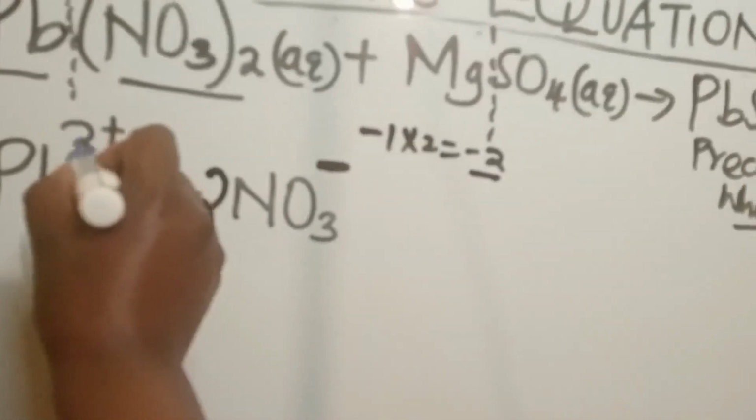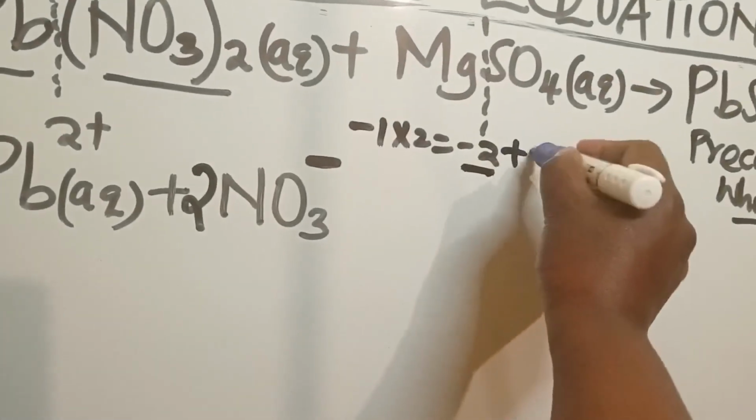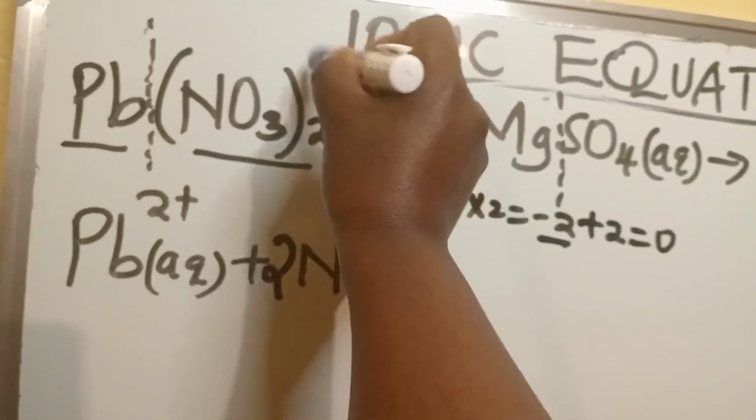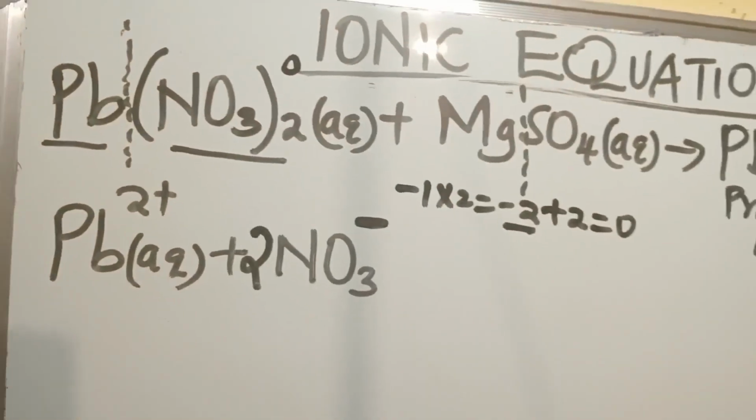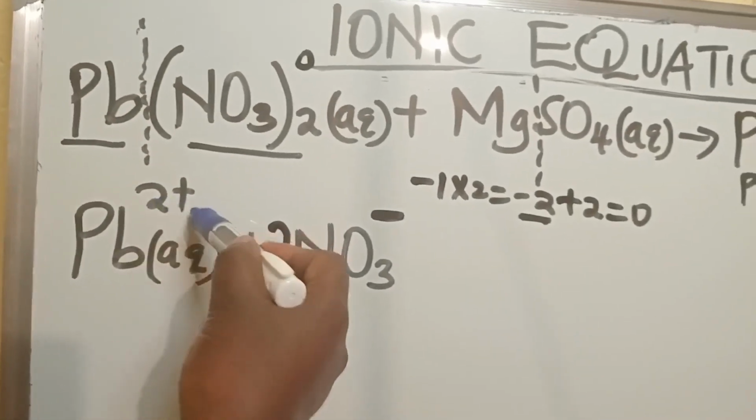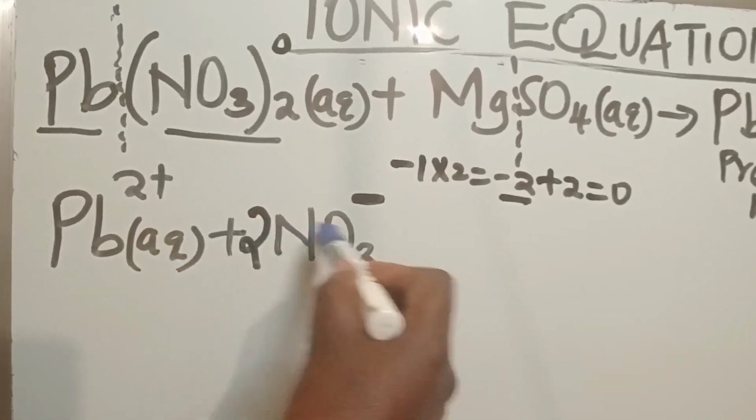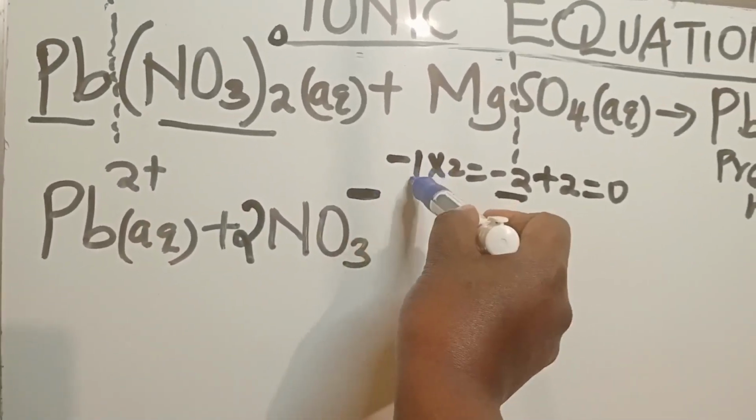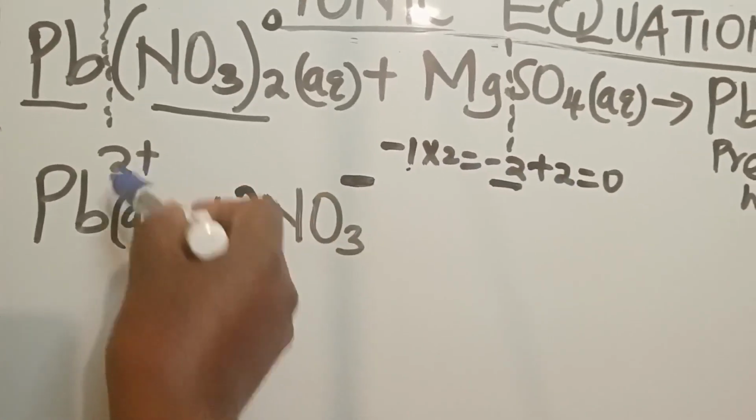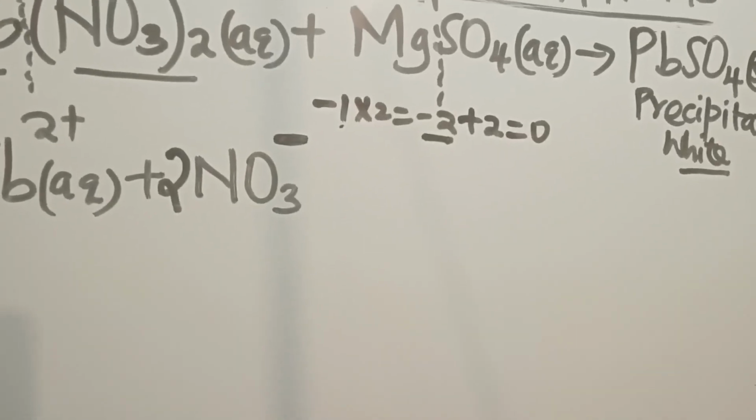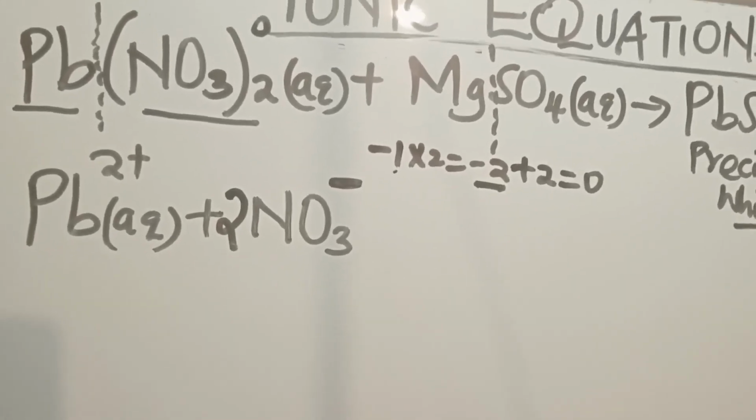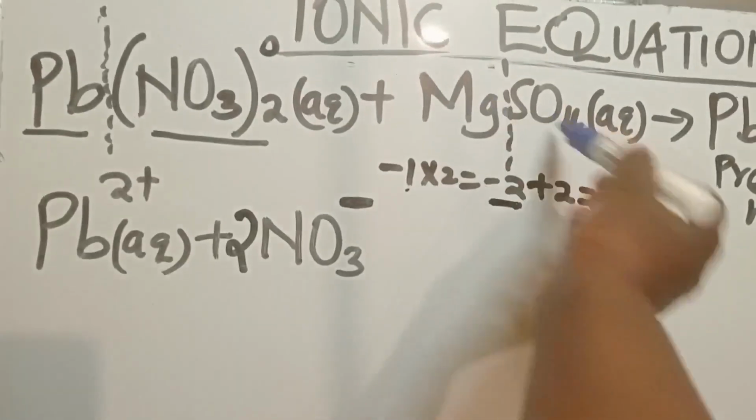And now adding to this one, positive 2, we get a 0 because the overall charge for the whole of this lead 2 nitrate is supposed to have an overall charge of 0. So lead with the two positive and the nitrates are 2, so one nitrate with one negative like this, and there are two of them getting a negative 2. Now adding to this one for lead, we should have an overall charge of 0 for such compounds like lead 2 nitrate. The same will happen with magnesium sulfate.